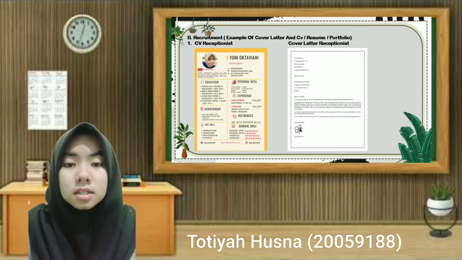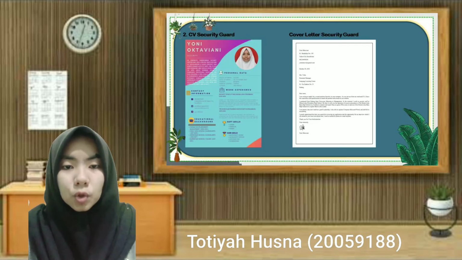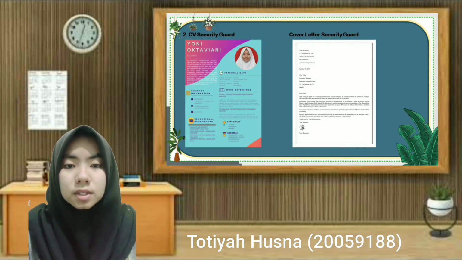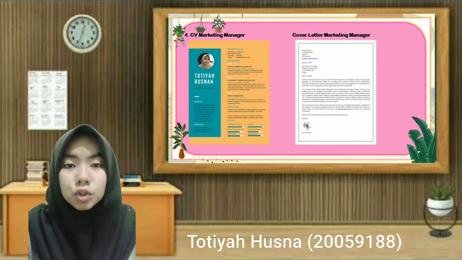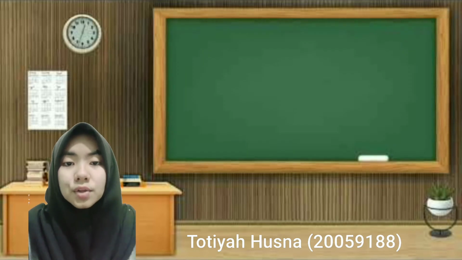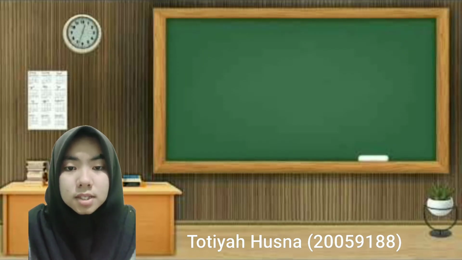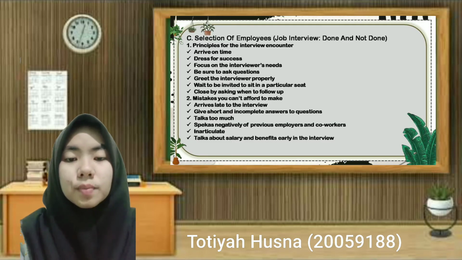The next is cover letter and CV. Here are the examples of cover letter and CV of each job. First, receptionist. Second, security. Third, language teacher. Fourth, marketing manager. And the last one is cleaning service. The next category of human resource management is selection of employees.